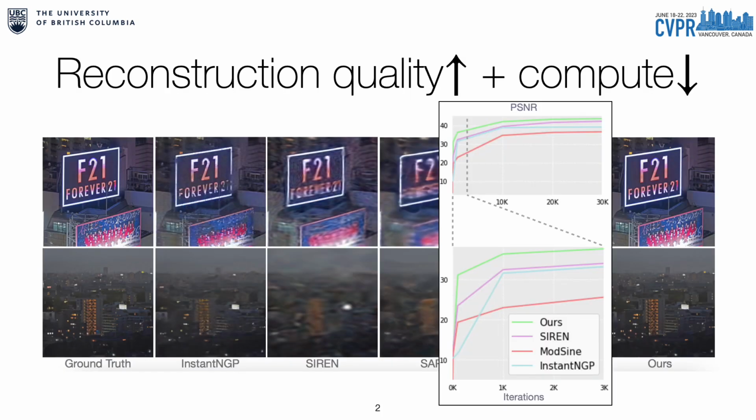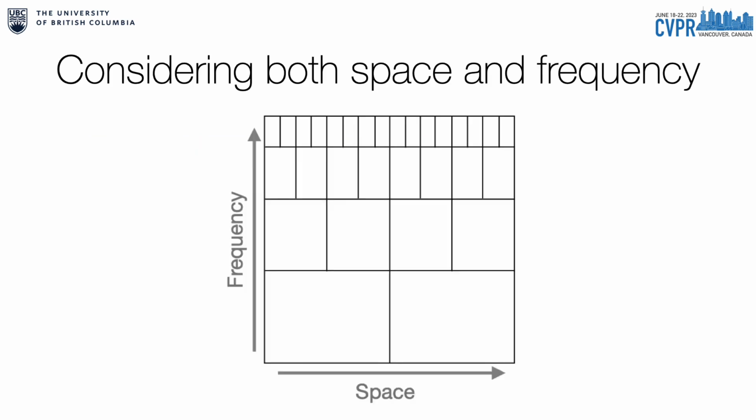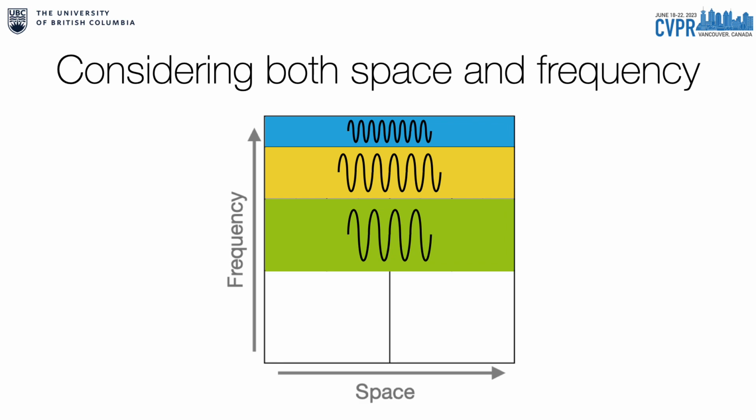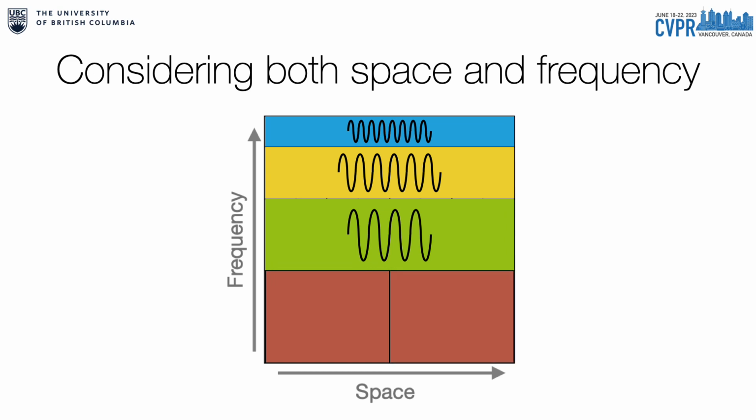We aim to achieve high-quality results with low computation costs for neural fields. Inspired by wavelets, we propose to perform spatial and frequency-wise decomposition jointly. Specifically, we segment the frequency domain into several bands. For each band, we decompose the spatial domain into smaller cells. For instance, we segment the space into 2 smaller cells for the bottom band.